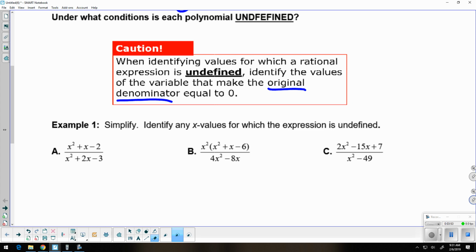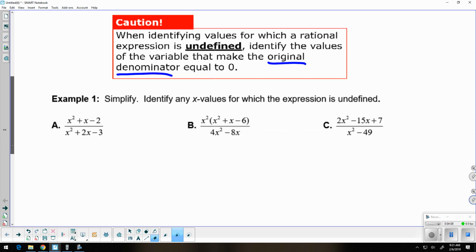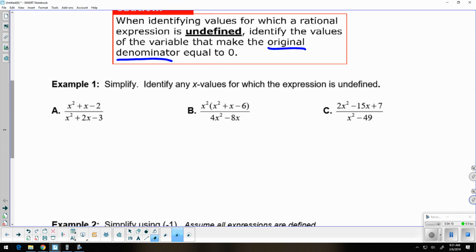So we're trying to simplify in A, B, and C. Simplify each of these expressions, but you also want to identify any x values for which the expression is undefined. Okay, the way we're going to simplify, simplifying is really just saying reduce down the fraction. And one thing I do not want you guys to do, here's how you do not simplify these.